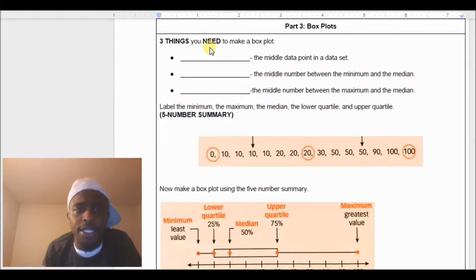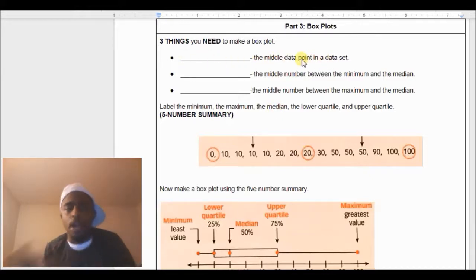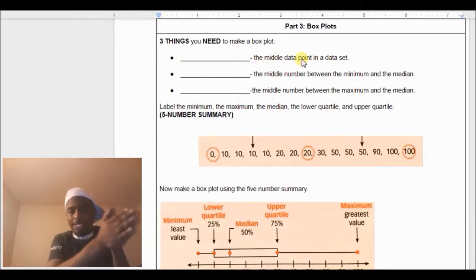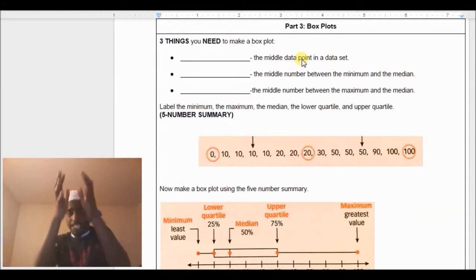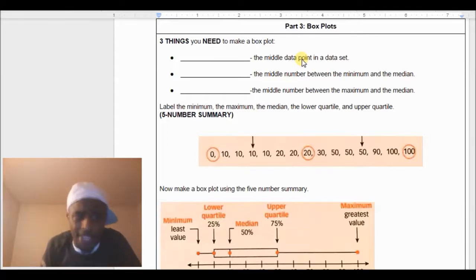All right, so the 3 things you need. The first thing is called the median. And if you need to know how to spell it, it's right here. So median is the middle point in the data set. If we were to line up our data from least to greatest, it is the number that is directly in the middle. So half of our data is going to be below that middle point, and half of our data is going to be above that middle point. Very important you understand that.